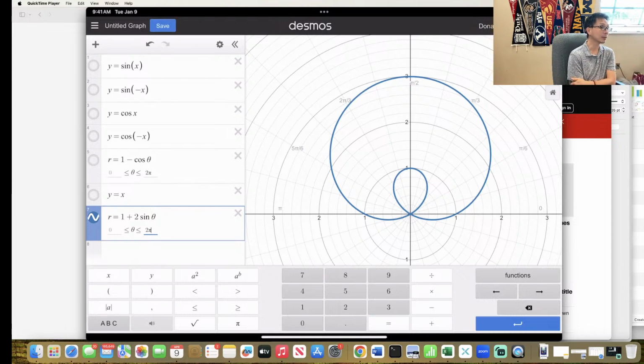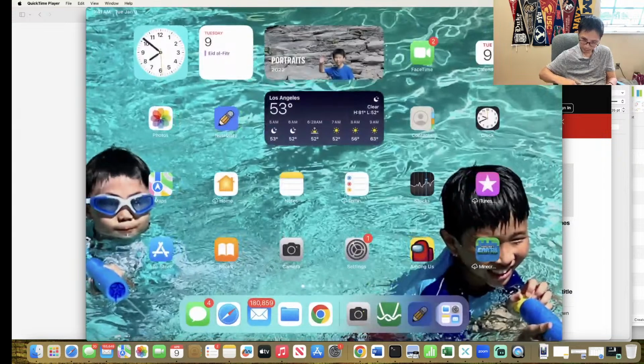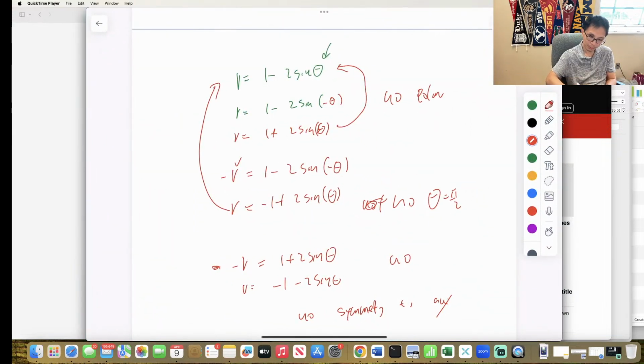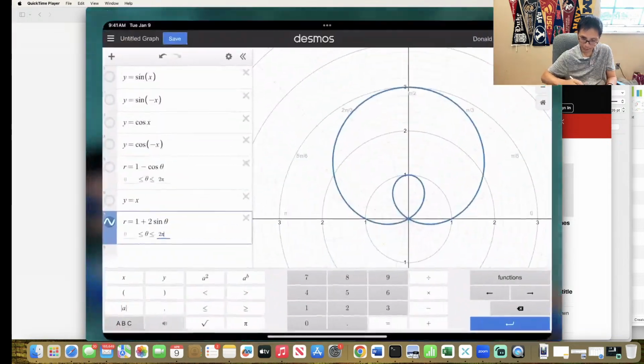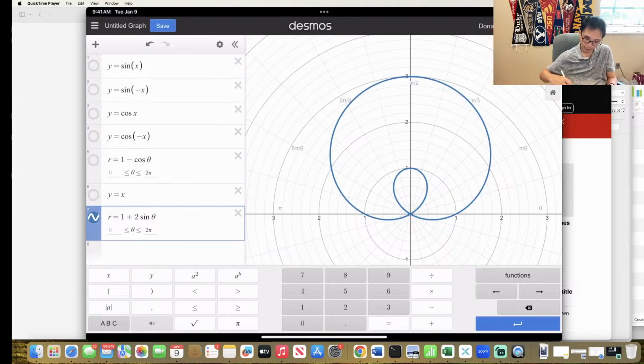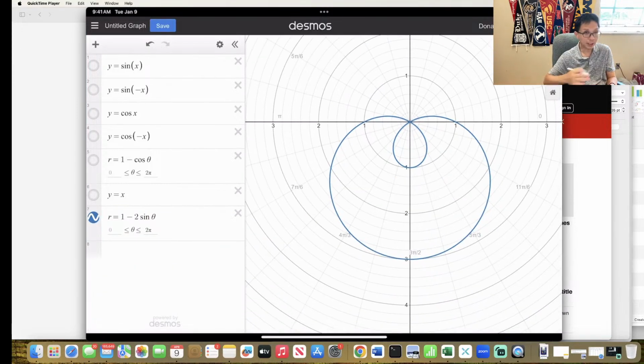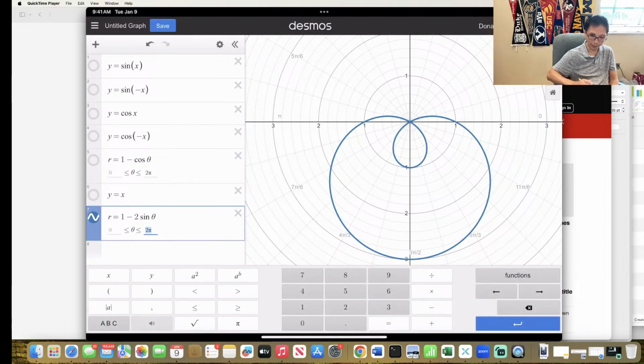Yes. 1 plus 2 sine theta. Oh, it's supposed to be... but it doesn't matter, it's not symmetric, 1 minus or 1 plus. Let's do 1 minus. My fault. It's just the other way, but still no symmetry. It appeared to have a symmetry if you graph 0 to 2 pi, but it doesn't, because if you go 0 to pi, it doesn't show any symmetry.